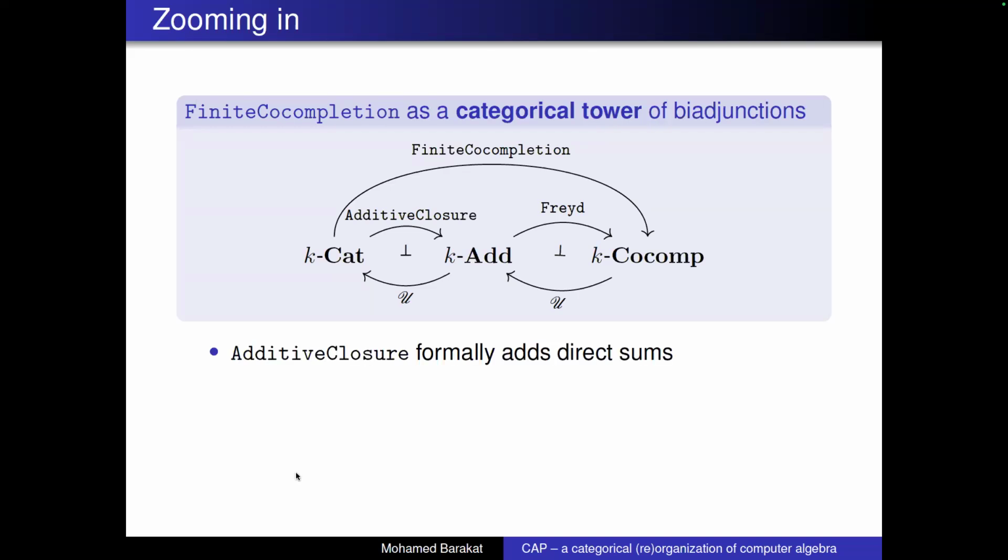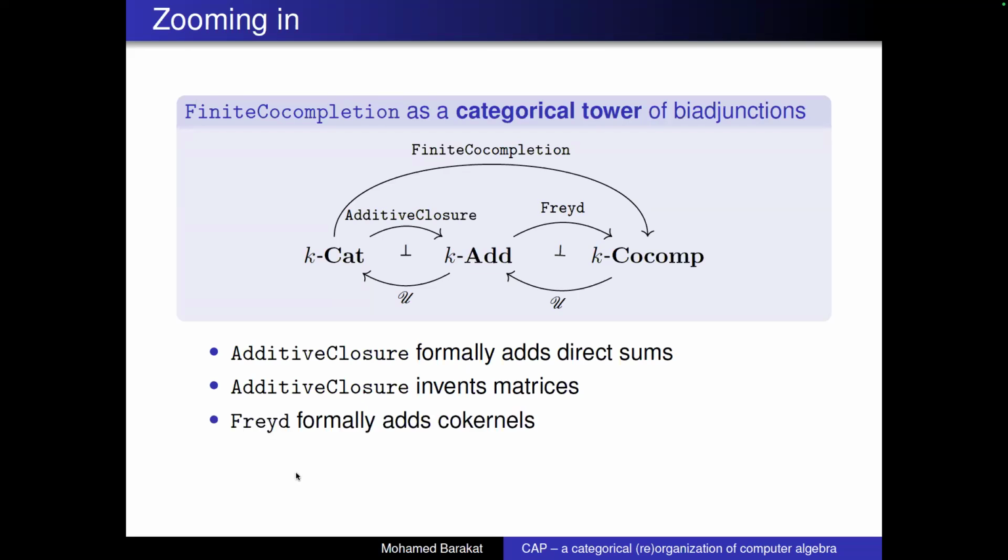So additive closure formally adds direct sums, and you can view it in this way: additive closure simply invents matrices. If you search for the solution to this optimization problem, as a left adjoint, right adjoint optimization problem, you simply come up with the data structure of matrices, right? If you would do this for the coproduct co-completion, you will come up with the data structure of functions. Freyd formally adds co-kernels, and it's just a quotient of the arrow category. So you say, I now want to view morphisms, but I want to view morphisms by viewing their co-kernels, right? So you take the arrow category. This means you take as your objects your morphisms, but actually you're not interested in the morphism, you're interested in its co-kernel, and this means that you have to take a quotient of this category.